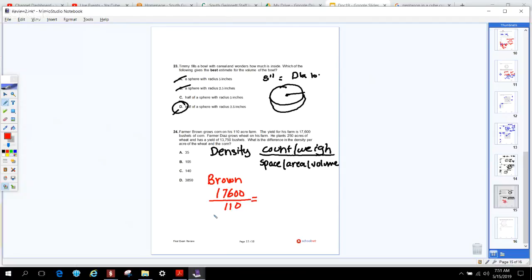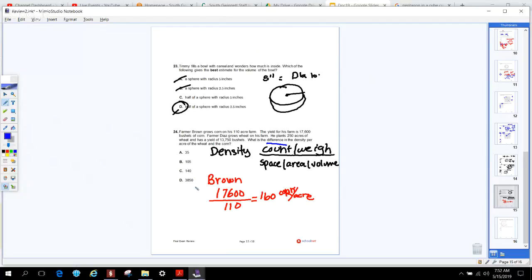So I've got the calculator, 17,600. Nope, we're just solving it to compare densities. We're not looking for a missing number. You cross multiply when you're looking for a missing number. It equals 160 corn per acre. Because we're not there yet, it wants to know what's the difference in density. So first we have to figure out both densities, and difference means subtract.